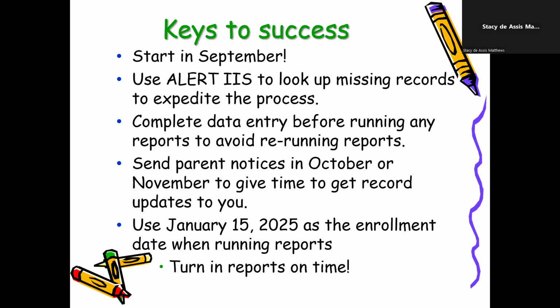Some keys to success. Start this process in September. That's when you're going to want to make sure you're gathering those immunization records. Using Alert to look up missing records will help expedite the process. It's sometimes easier to find those records in Alert than getting them from parents. And complete your data entry before running any reports to avoid having to rerun those reports after you complete your data entry.